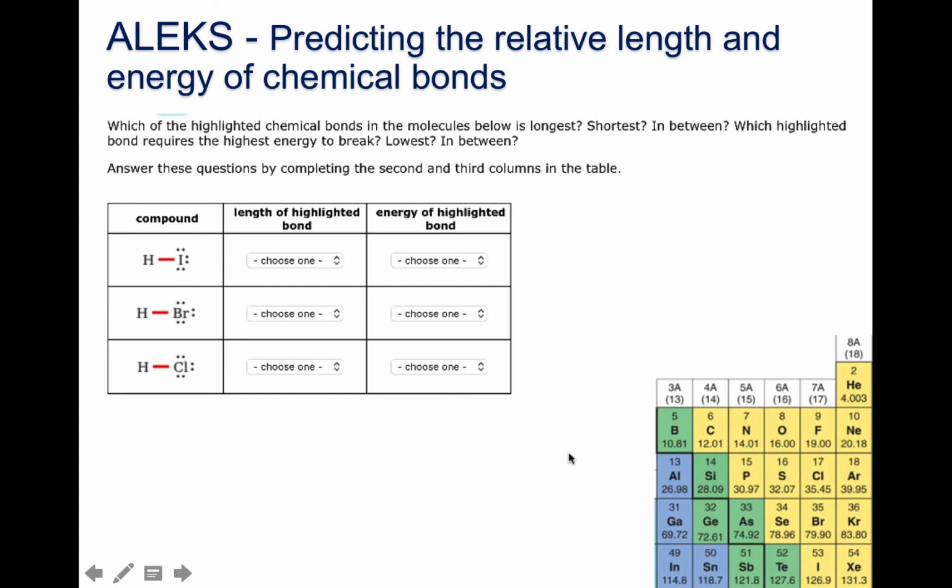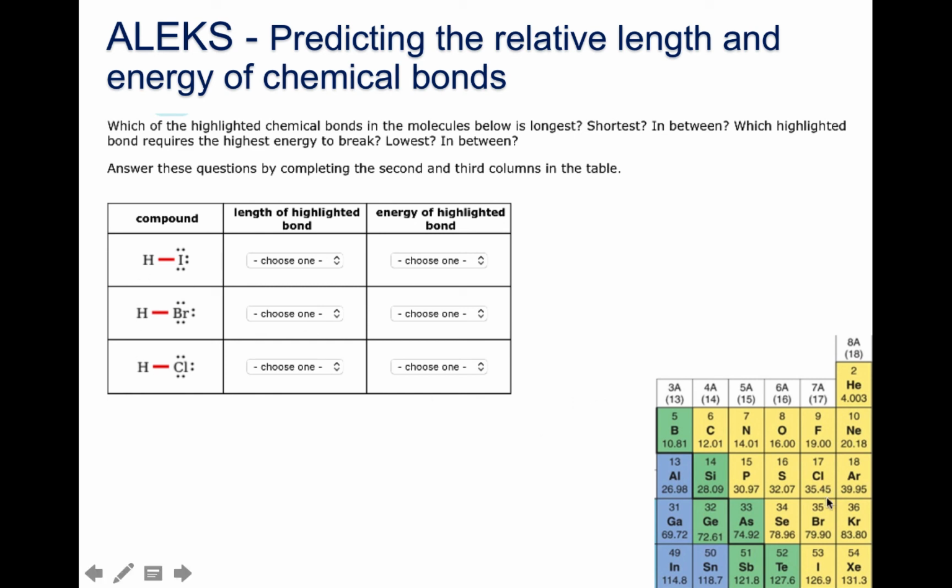So in ALEKS, it'll give you a set of compounds to compare, or a set of bonds to compare, and you need to put them in order of bond length, so shortest to longest, and bond energy. And so you have to figure out what you're comparing. In this case, we have HI, HBr, and HCl. And so the size of I, Br, and Cl you would expect to be different. And so that is going to influence the order that we put these in.